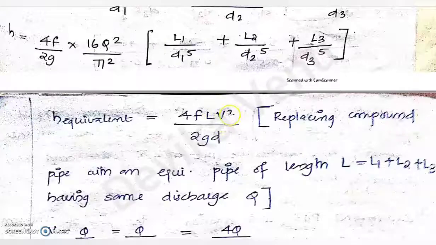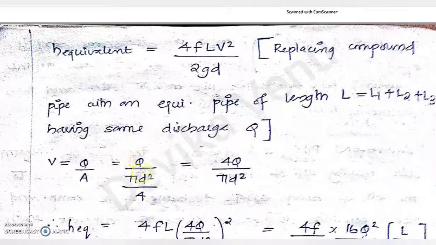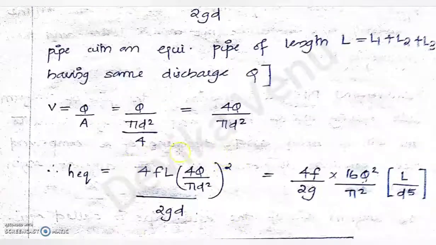Substituting Q by A instead of V here. You know that V is equal to Q by A, which is Q by pi d square by 4. It will be 4Q by pi d square. So substituting in terms of Q instead of V here, it will be like this, isn't it?